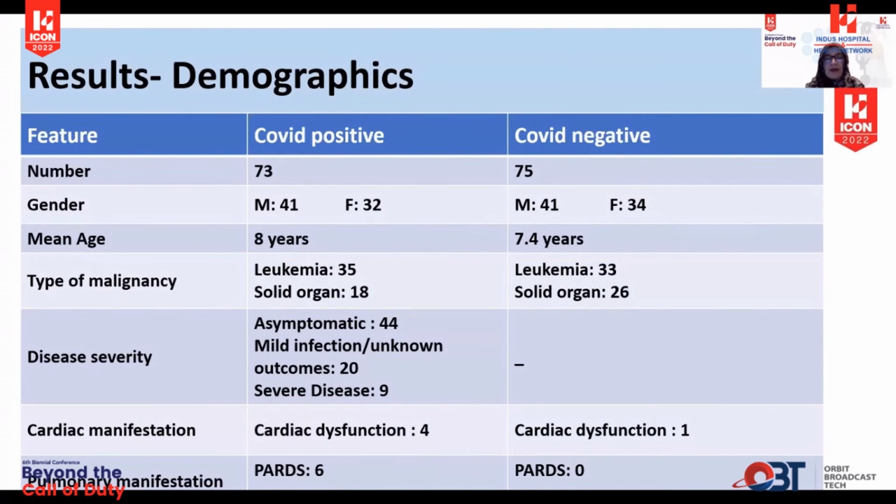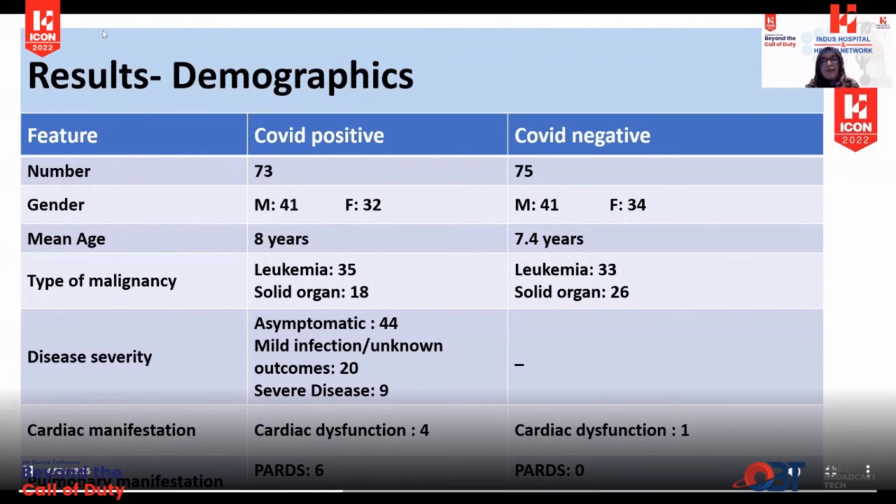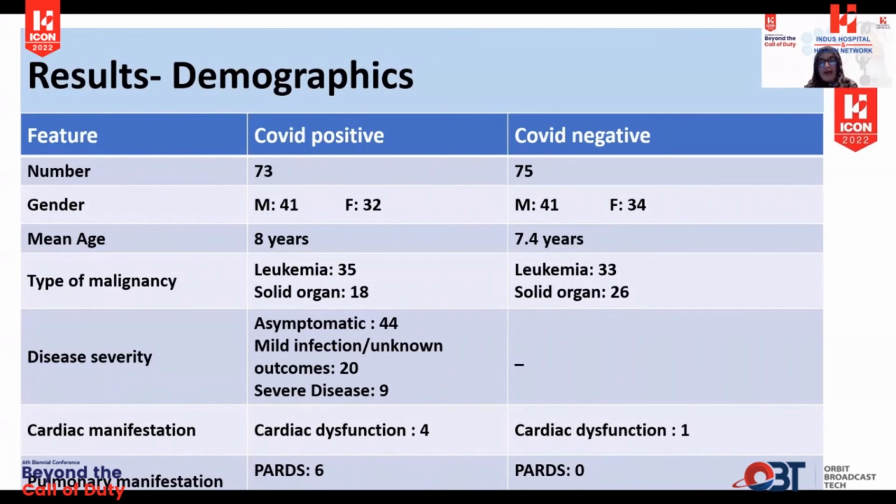I would like to share the demographic results in this slide. In total, we have 73 COVID positive patients and 75 COVID negative patients. We did not observe much difference when it came to gender or the mean age or the type of malignancies. We saw more children having leukemia because this is the kind of malignancy we commonly get more as compared to solid organ tumors. Then when we saw the disease severity, asymptomatic infection was noted in 44 children, while mild infection was present in 20. Severe disease was noted in 9, out of which 5 succumbed to the disease and expired.